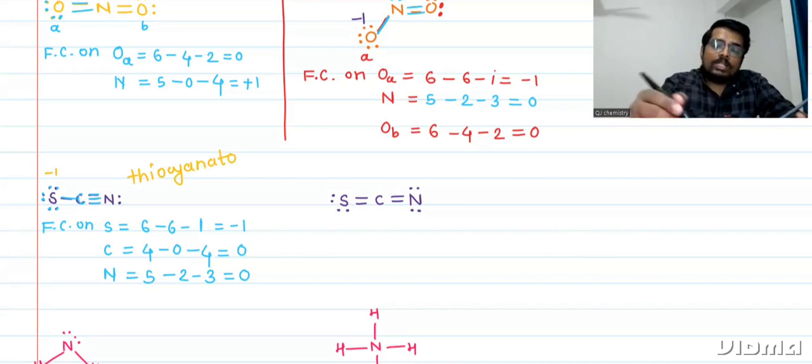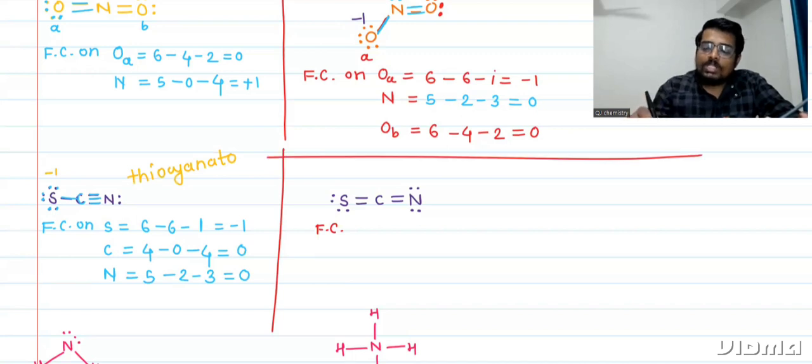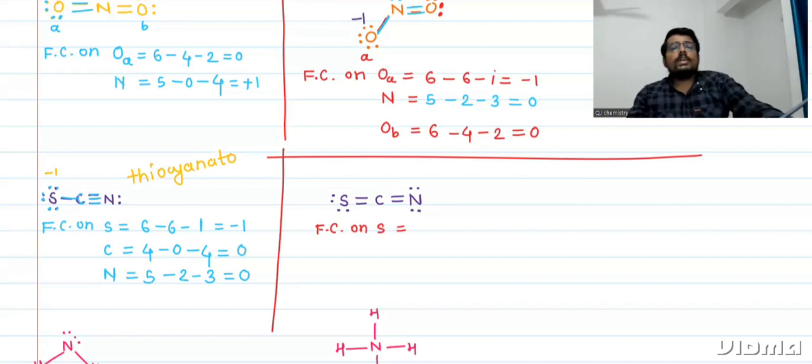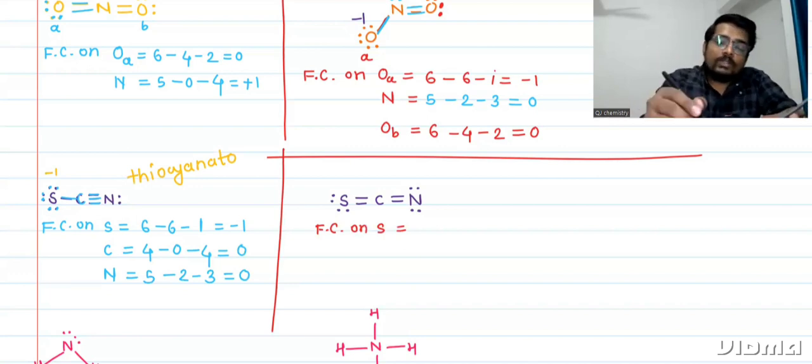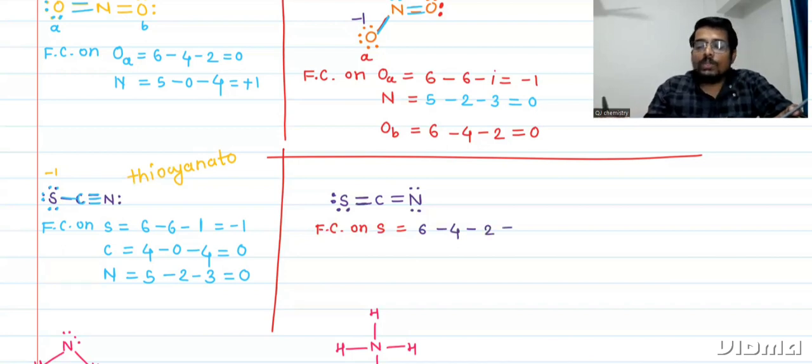Now the next molecule is given. In this molecule, find the formal charge on sulfur. How many electrons are there in the valence shell of sulfur? We know that sulfur has 6 valence electrons. Now, how many dots are there on the sulfur atom? Total 4 dots, minus total bonds, which is 2. So the formal charge on sulfur is 0.